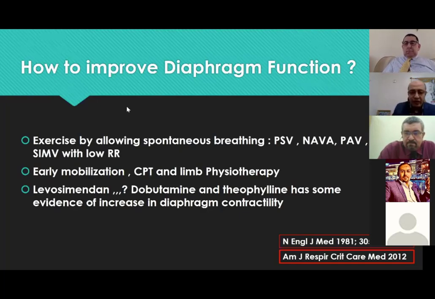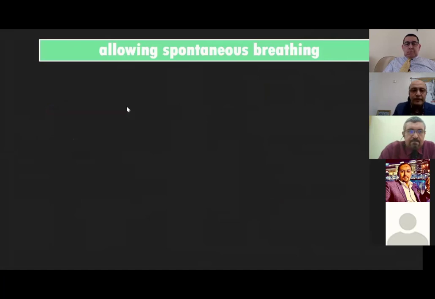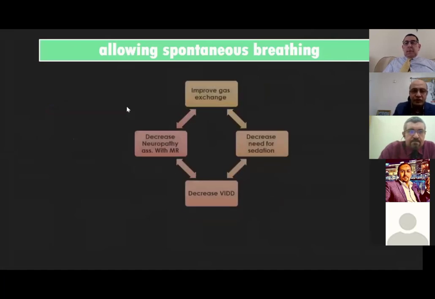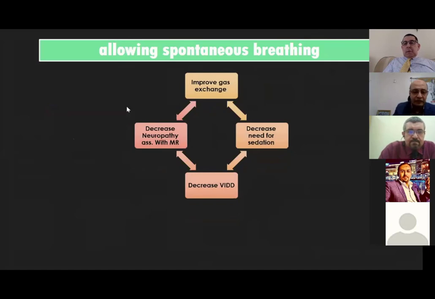Levosimendan, dobutamine, and theophylline were found to improve the diaphragmatic dysfunction. These are the advantages of allowing spontaneous breathing.